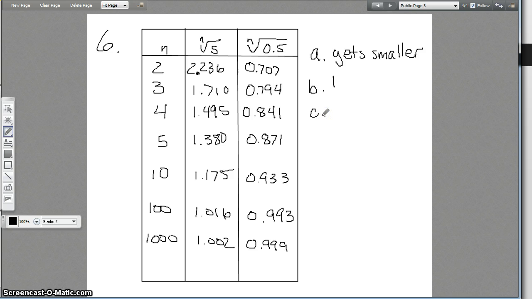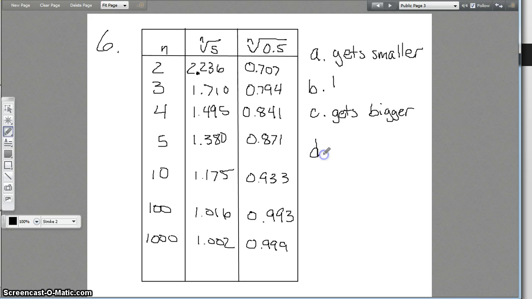Okay, part C. What happens to the nth root of 0.5 as n gets larger? Well, let's see. We've got about 0.7, 0.79, 0.84, 0.87, 0.93. That's getting bigger. So I'm going to say gets bigger.